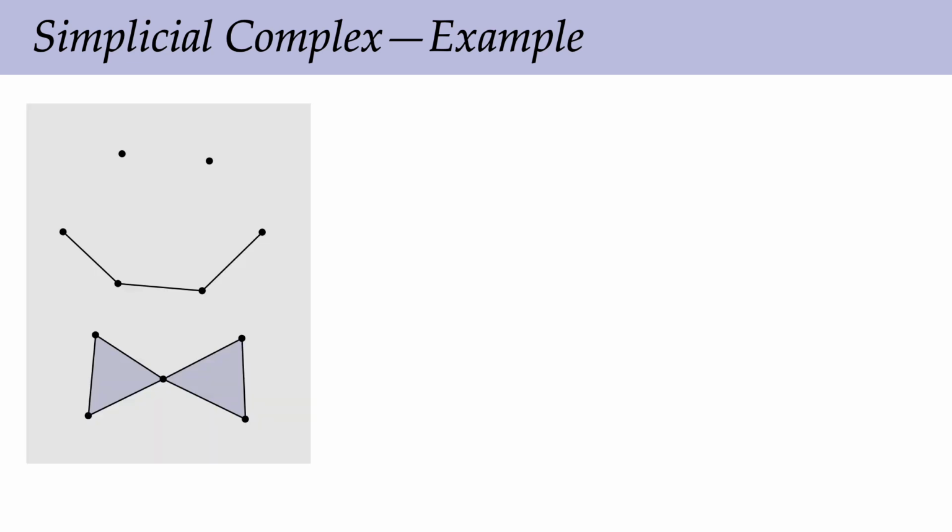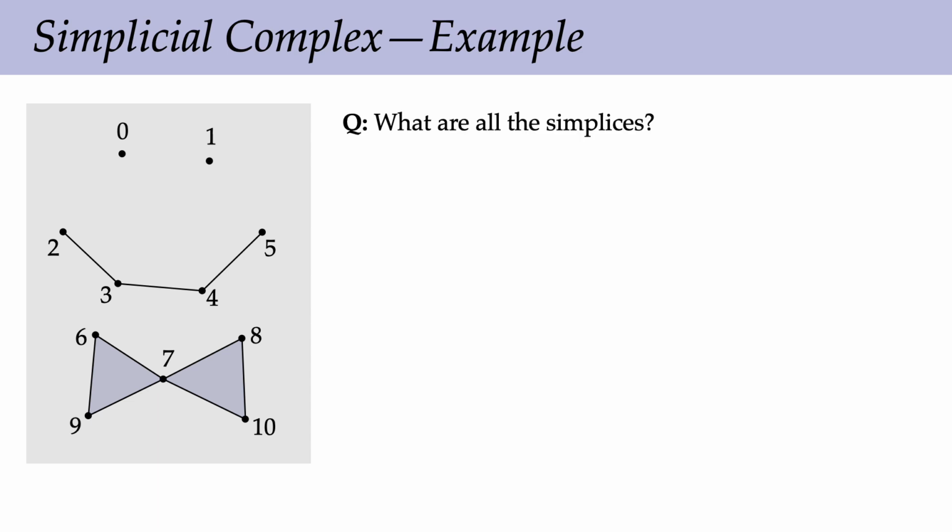Here's a very happy simplicial complex, and let's enumerate the vertices. 0, 1, 2, 3, 4, 5, 6, 7, 8, 9, 10. Okay, so just to make sure we understand the definition of a simplicial complex, let's list what are all the simplices in this simplicial complex. So just rattle some of them off. Well, we could start with the two simplices, the triangles, right? So we know that 6, 7, 9 and 7, 10, 8 are in this complex.